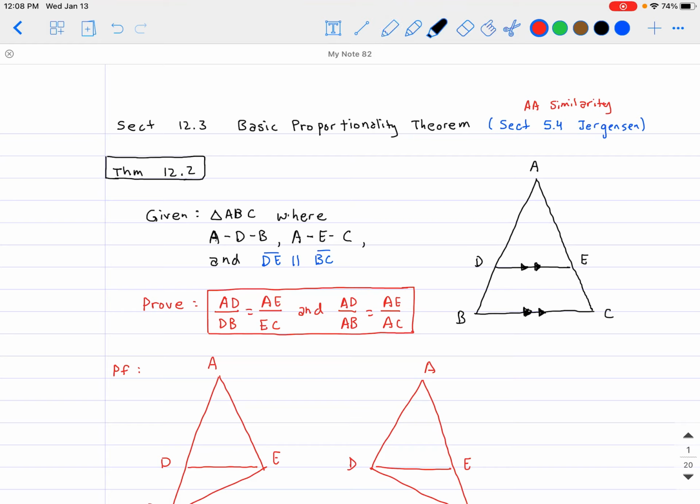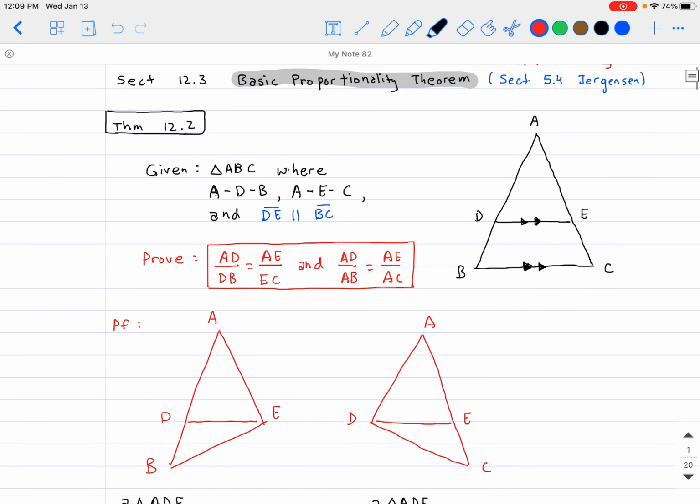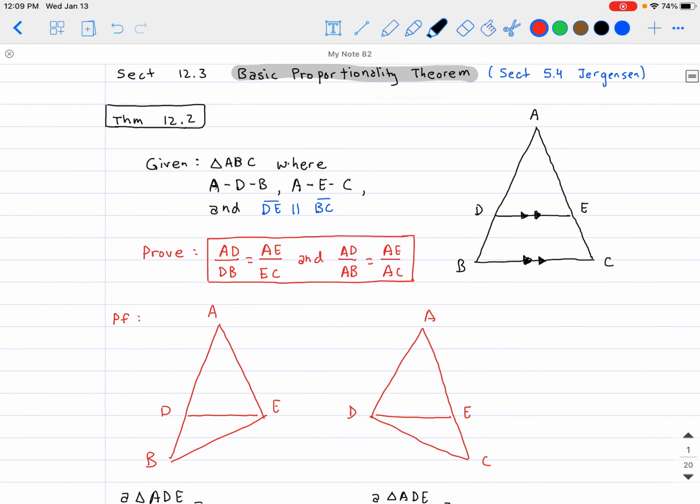As I mentioned, this section is on what is known as the basic proportionality theorem. Another name for it is the AA similarity, and I will explain why in just a little bit. So here is our first theorem, which will be used to prove something that is bigger right after this. In a way, this is a lemma, because we don't really use this theorem that much, but instead we use the theorem that comes afterwards. So anyhow, here's the scenario then.